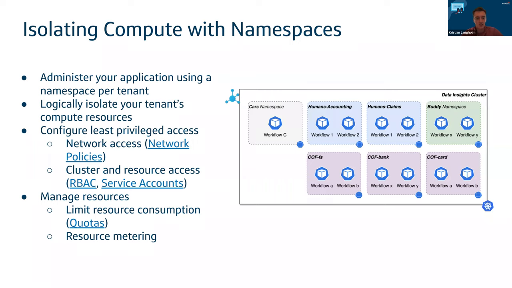For example, using network policies and role-based access control, we can configure least privilege network and resource permissions respectively, allowing us to limit which services our tenants' workflows can communicate with and which resources they can modify. We can also prevent denial of service and resource hogging by setting resource quotas and metering resource consumption, which we'll discuss in more detail later. We apply all of these configurations and permissions on a namespace level to apply to tenant workflows across the board.